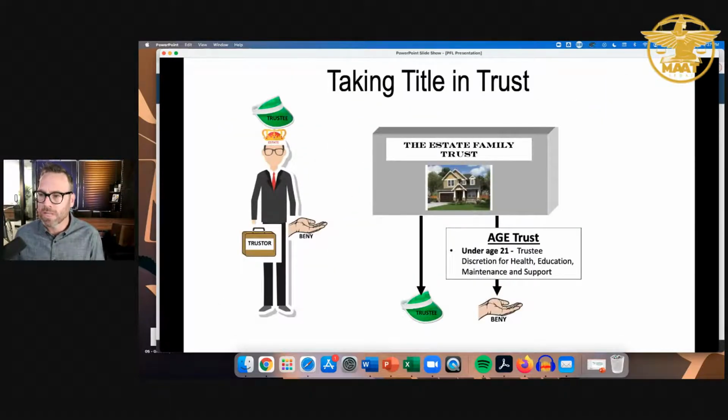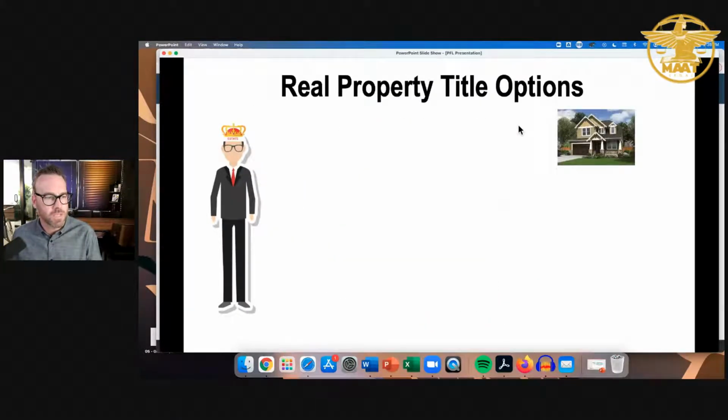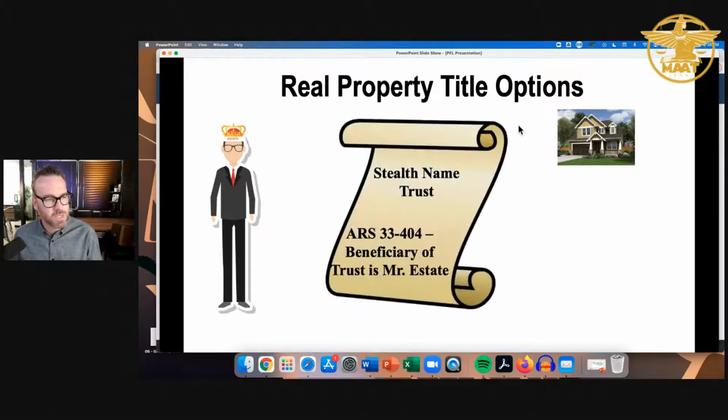So going back to this example, the beneficiary, this hand is what I use to indicate the beneficiary. He's the current beneficiary of the trust, meaning that he has all the rights to the trust, and then the trust designates a future beneficiary. Okay, so taking title in the name of the trust, you still have to disclose who the beneficiary is.